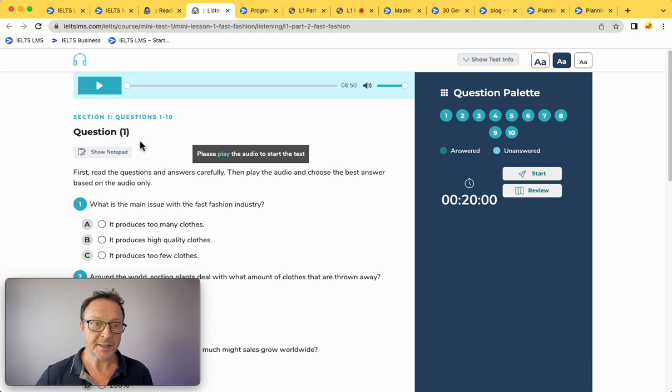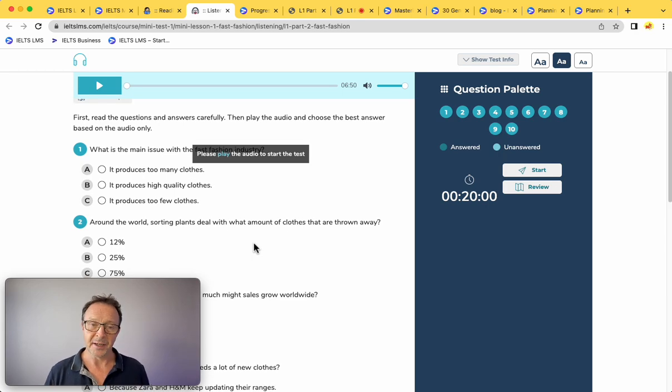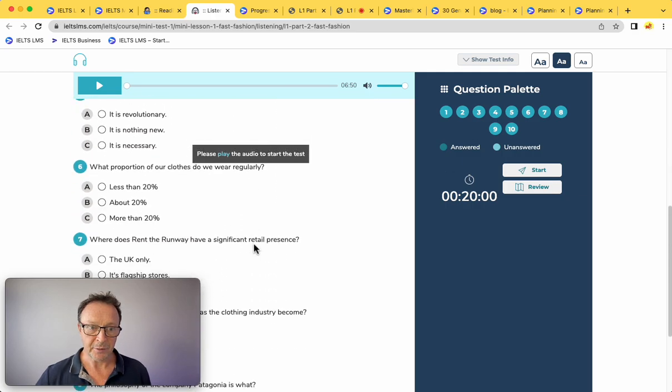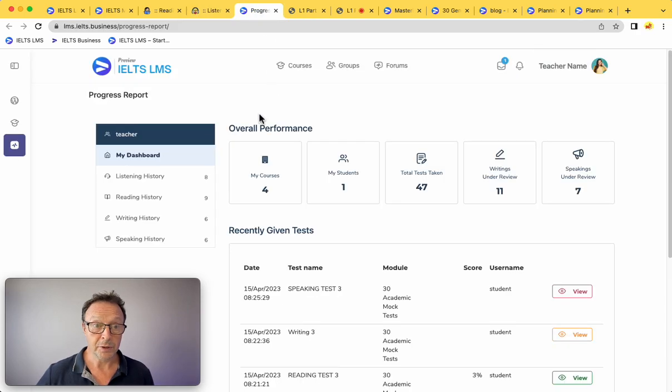And then a listening. And this listening is really more focused on the other side, the negative impacts of fashion and fast fashion. So we're giving them a sort of balanced view, something to make them think a little bit. Okay, so they'll go through and do that, give them some ideas, give them some vocabulary, give them some knowledge and a little bit of understanding. Once they've done that, you can go to your progress report, obviously, and you can find out where they're going wrong. Did they understand the reading? Did they understand the listening?